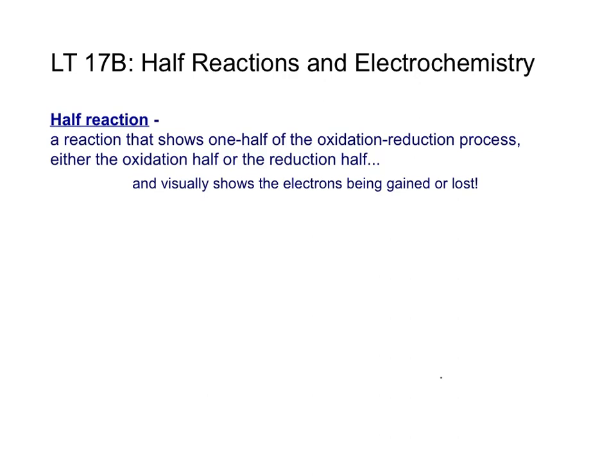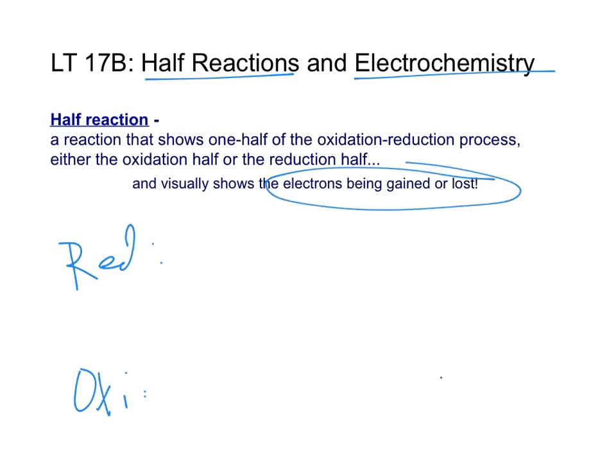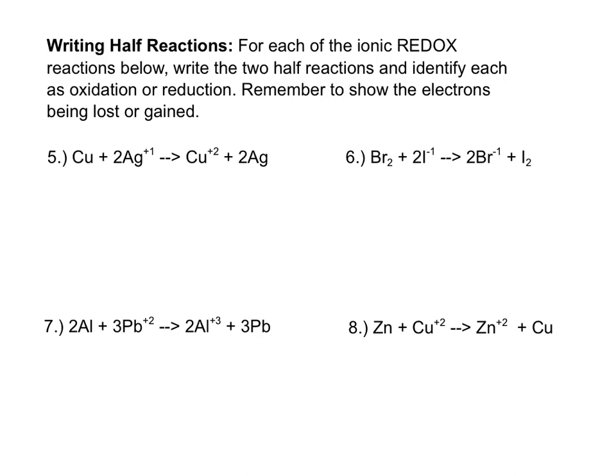Hey guys, this is the Chem 1 lecture on half reactions and electrochemistry. We're going to be learning how to write half reactions involving reduction and oxidation, and we'll be visually showing the gain or the loss of the electrons in the reaction. So how do you write a half reaction?